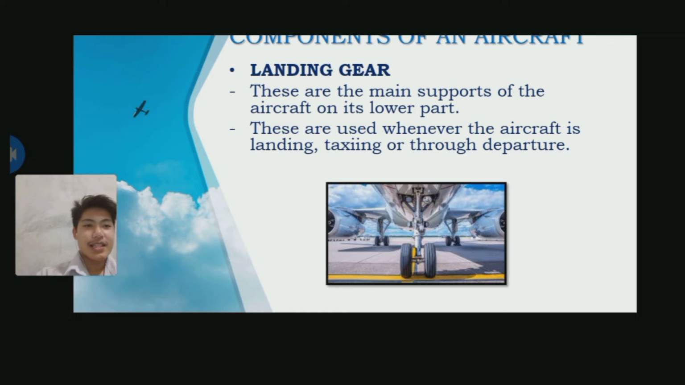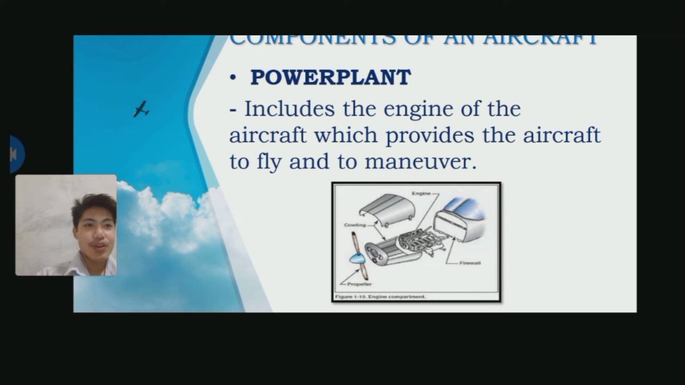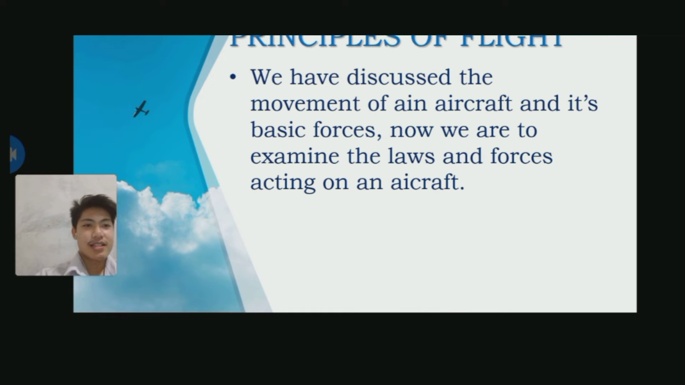Next, we have the landing gear. These are the main supports of the aircraft on its lower part. They are used whenever the aircraft is landing, taxiing, or departing. Lastly, of the components of an aircraft, we have the power plant. It includes the engine of the aircraft, which allows it to fly and maneuver through the air. Next, we have the principles of flight.